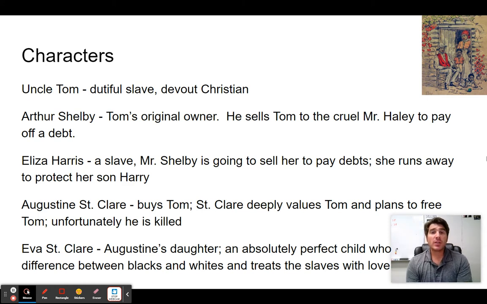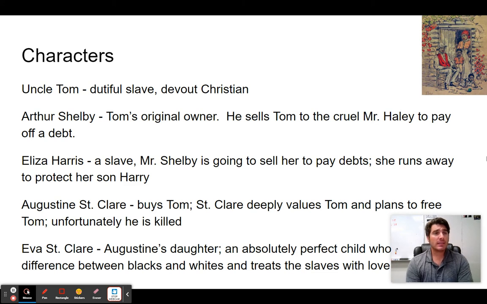Okay, a couple other major characters. Augustine St. Clair. He is someone who buys Tom, and St. Clair and Tom definitely kind of form a bond and a unique relationship. And he plans to free Tom. Unfortunately, St. Clair is killed before he can free Tom.